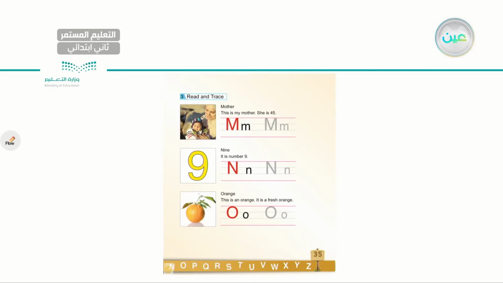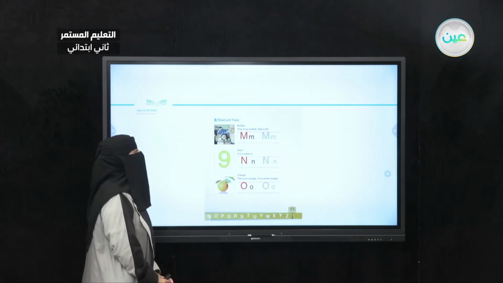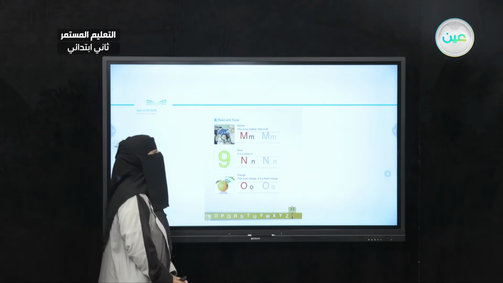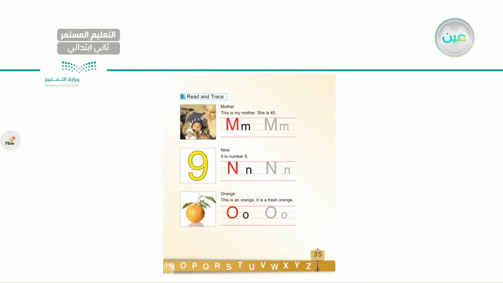I have letter M, capital M and small m. Let's read the word: mother. This is my mother. She is 45. Mother. Very good. Next letter is N. I have capital N, small n. Nine. It is number 9.